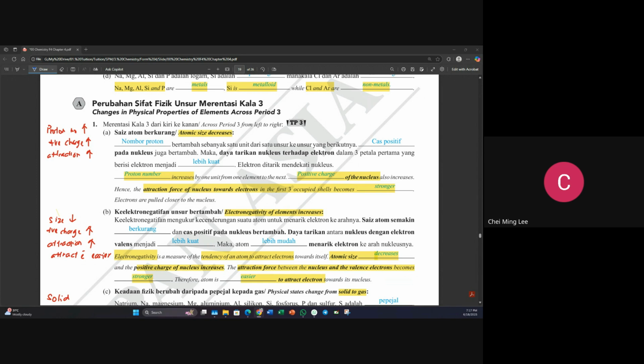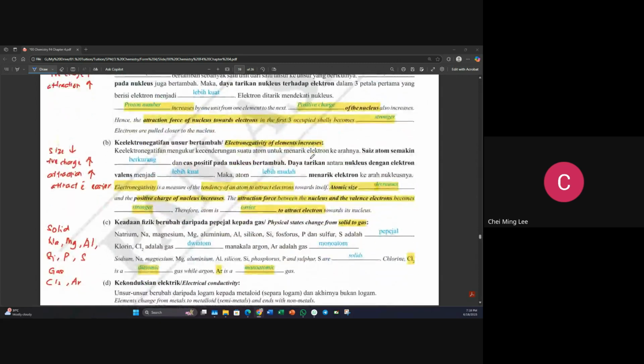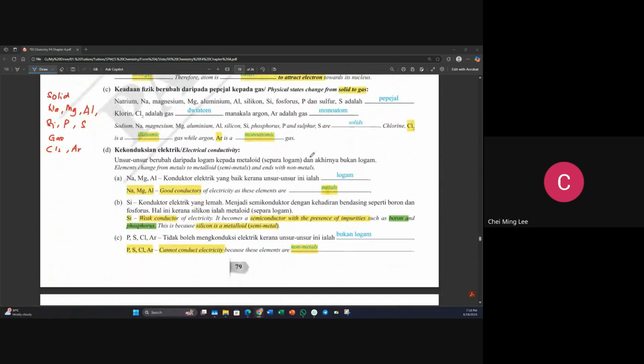Done? Okay, so let's continue. Now, next. Sodium, magnesium, aluminium, silicon, phosphorus, and sulfur are solid. Chlorine is a diatomic gas, and argon is a monoatomic gas. Monoatomic means that it stands alone as an atom. It doesn't combine. But chlorine is two atoms of chlorine combined into a diatomic gas.